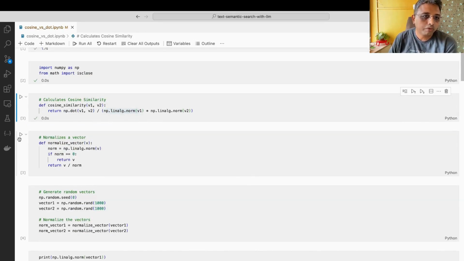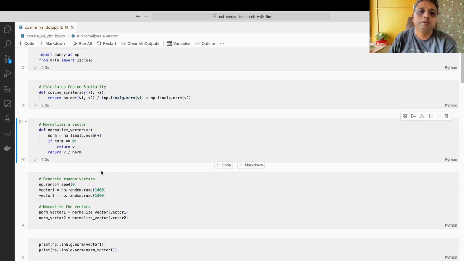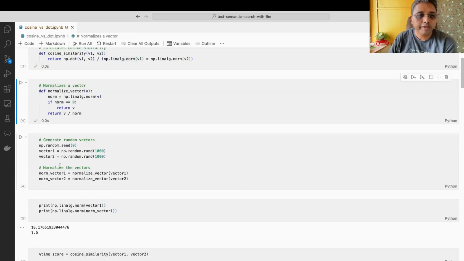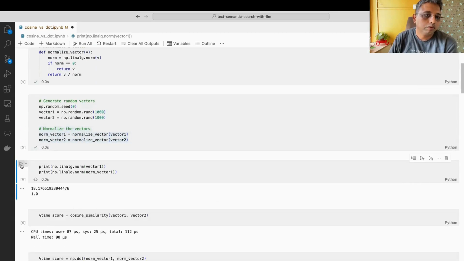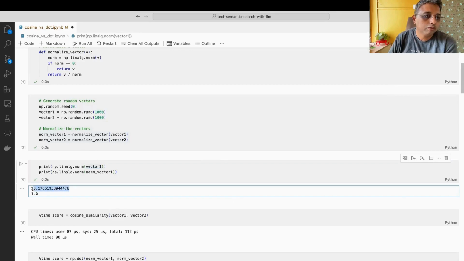This is a function to normalize a vector. Here I am generating some random vectors using the NumPy random function with 1000 values, and then we are normalizing the vector. As you see, this is the normal vector value, and this is the normalized one. Once you normalize the vector, its norm would be 1.